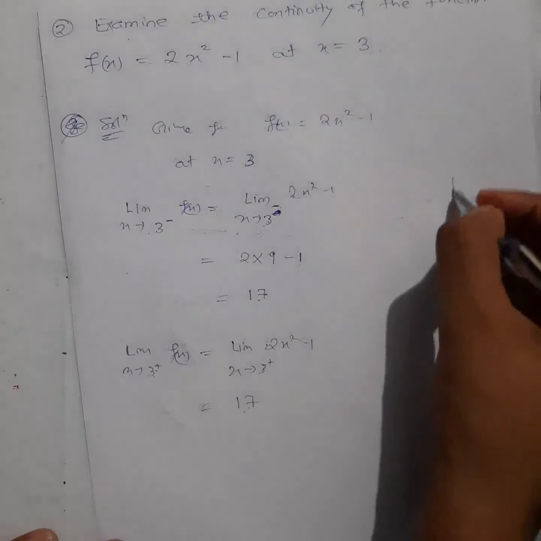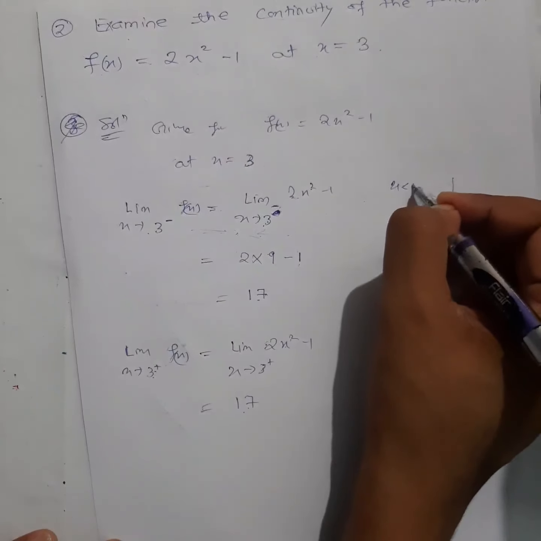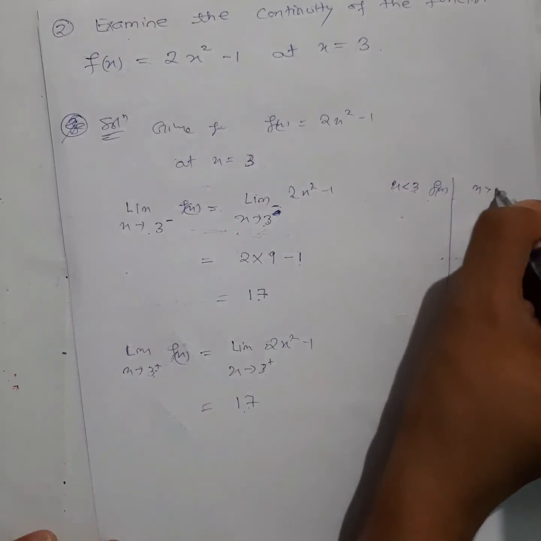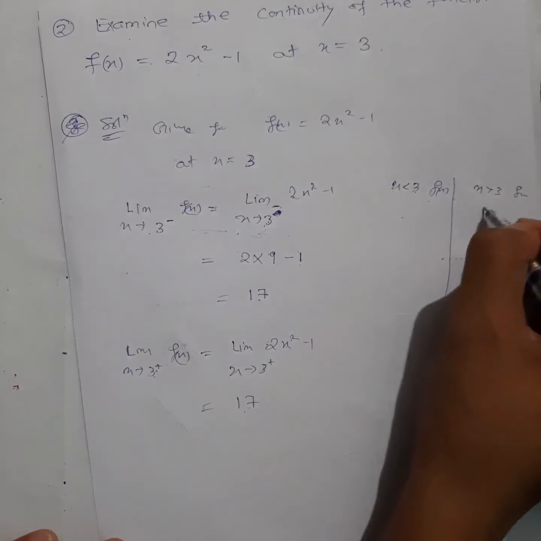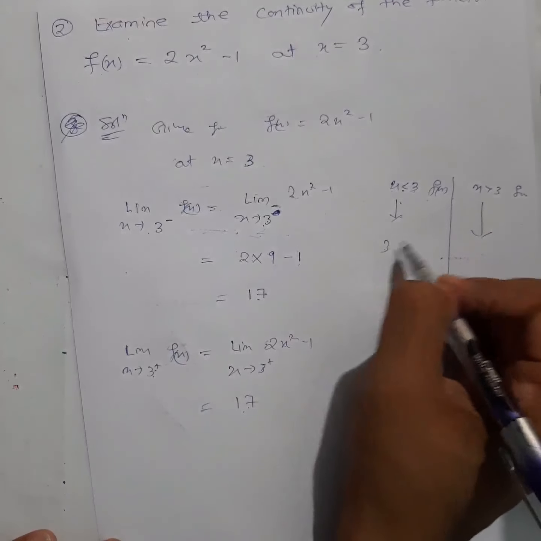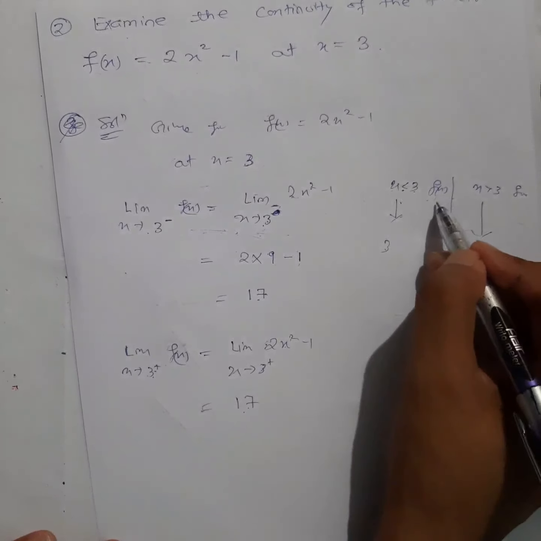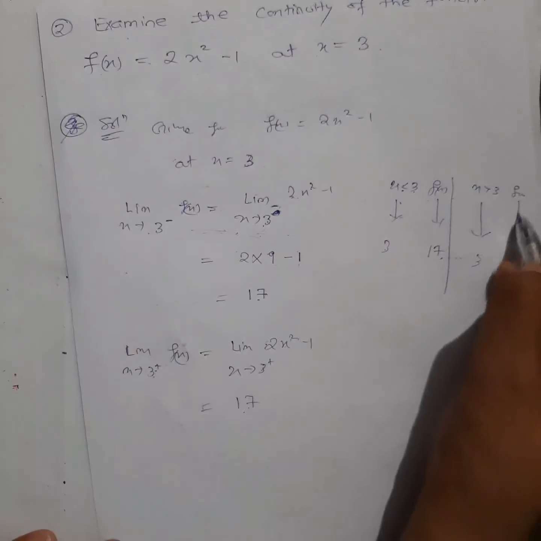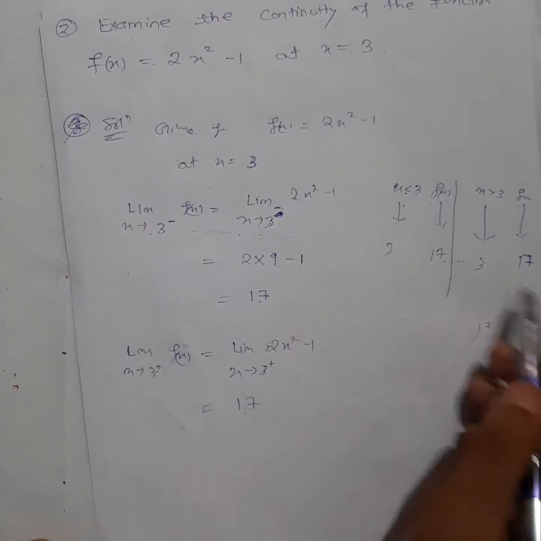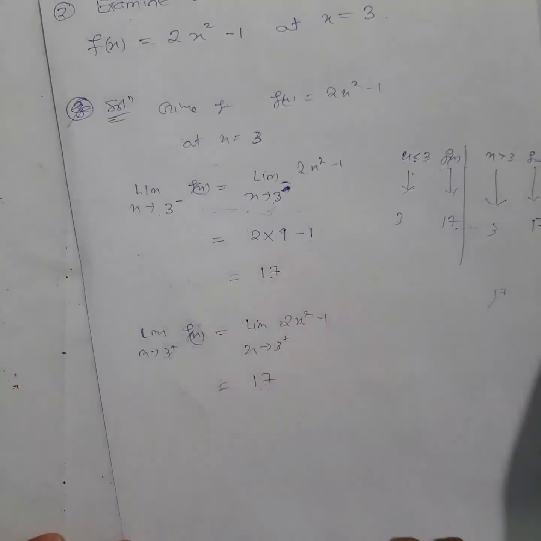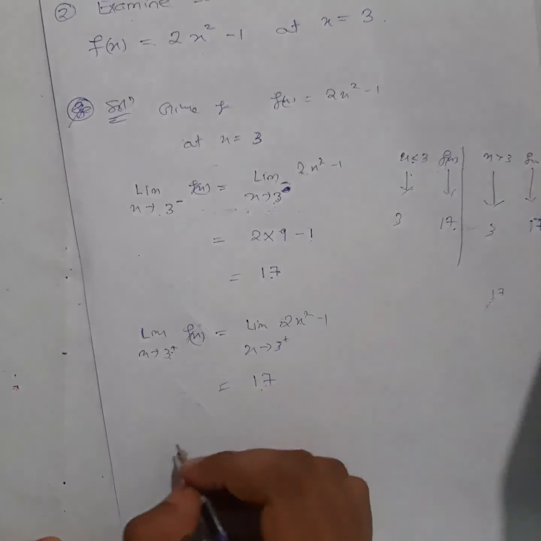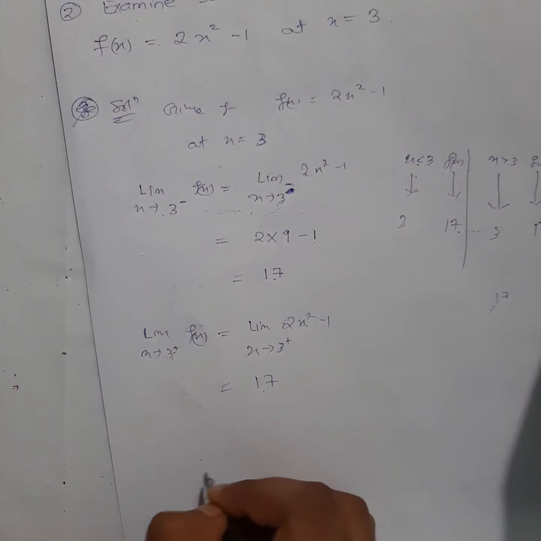If you don't understand like this, again remember, take the tabular form. Take x less than 3 and find f(x). Take x greater than 3 and find f(x). You will see that as x tends towards 3 from both sides, f(x) also tends towards 17 here, and tends towards 17 here also. So the left hand limit and right hand limit I already got, and they are equal. Means the limit exists, and I can now write limit x tends to 3 directly.